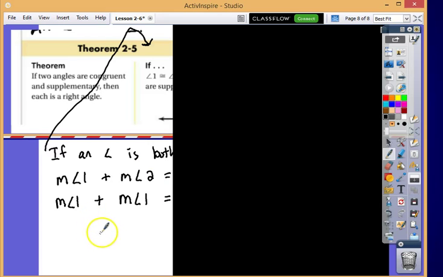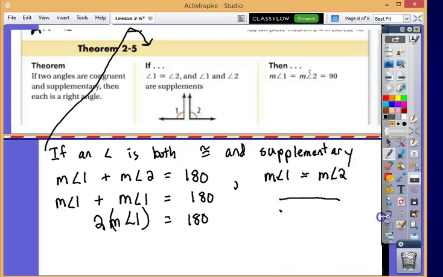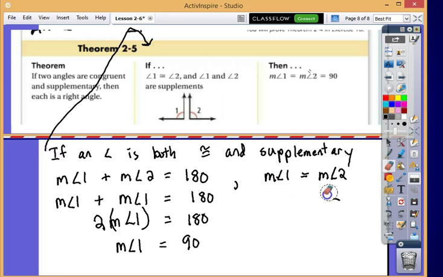So the measure of angle 1 plus the measure of angle 1 is twice the measure of angle 1. Does that make sense? And so that's still going to equal 180. I just simplified. And now, can I solve for angle 1? What would it look like when I solve for angle 1? Divide both sides by 2 and I would get 90. So if angle 1 and angle 2 are equal to each other, and angle 1 is equal to 90, then what must angle 2 also be?